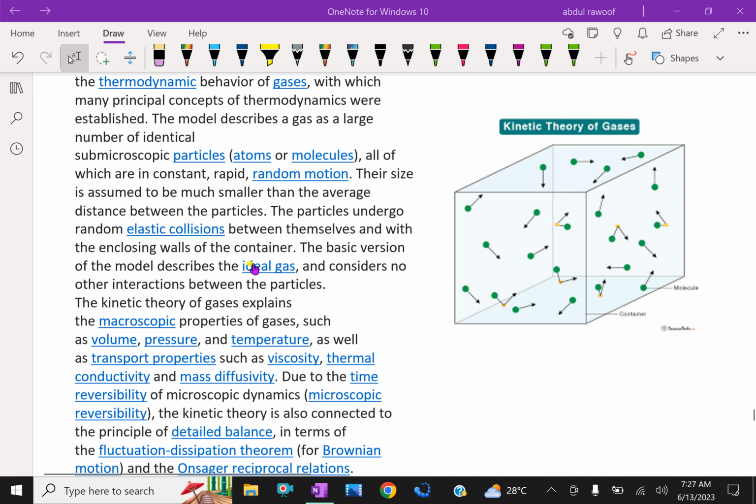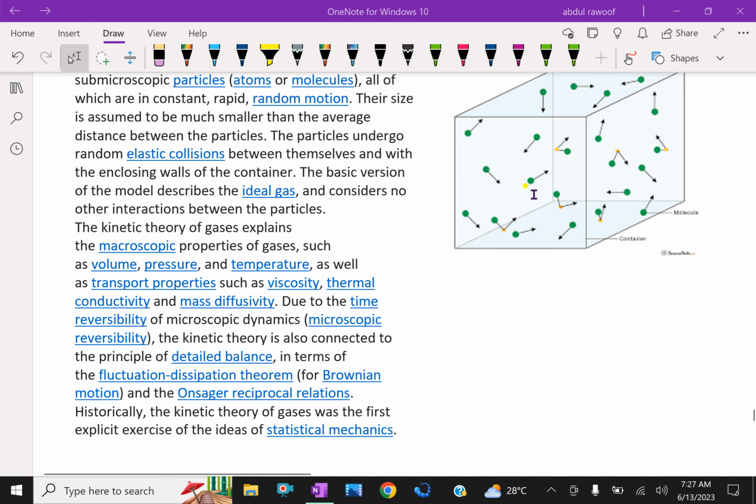The particles undergo random elastic collisions between themselves and with the enclosing walls of the container. The basic version of the model describes the ideal gas and considers no other interaction between the particles. The kinetic theory of gases explains the microscopic properties of gases such as volume, pressure, and temperature, as well as transport properties such as viscosity, thermal conductivity, and mass diffusivity.